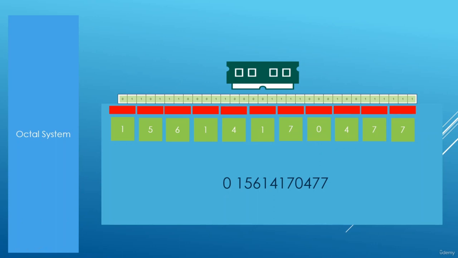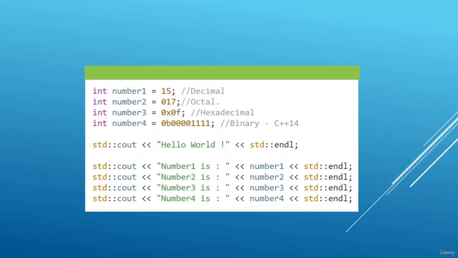Okay, so we have seen all these binary numbers and different number systems we can use to represent them, but how do we use them in a C++ program? Well, I'm glad you asked. Here is a simple example of how you can represent the number 15 through different number systems in C++.